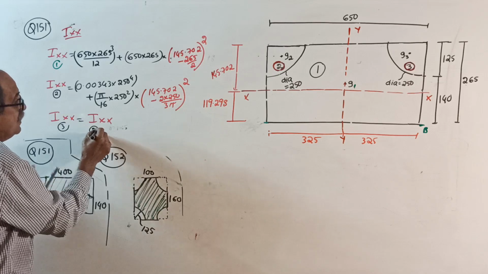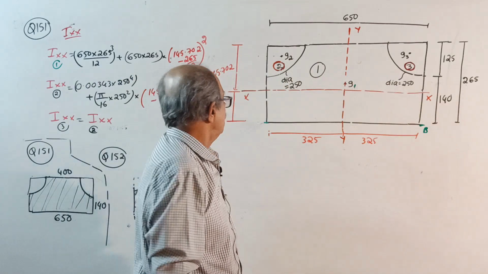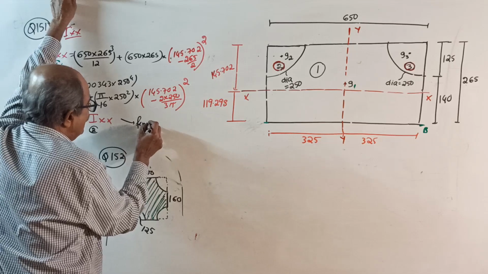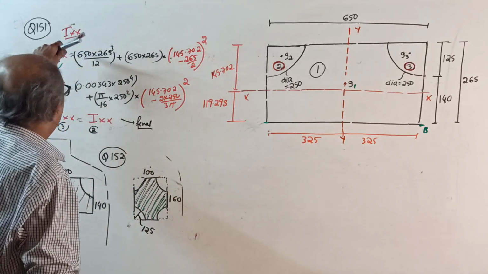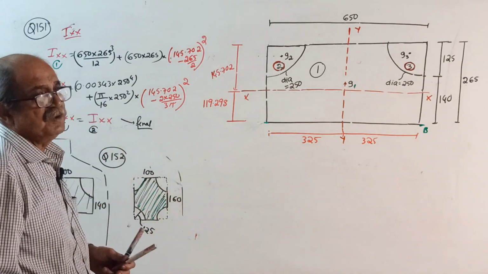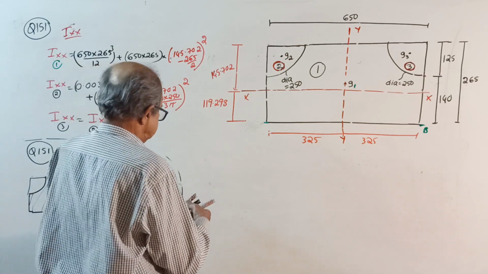Why? See, because with respect to xx, 2 and 3 are symmetrically placed. Therefore, remember, lastly, final answer is Ixx equal to Ixx for 1 minus Ixx for 2 minus Ixx for 3. I should not tell all these things now. Okay, now Iyy.